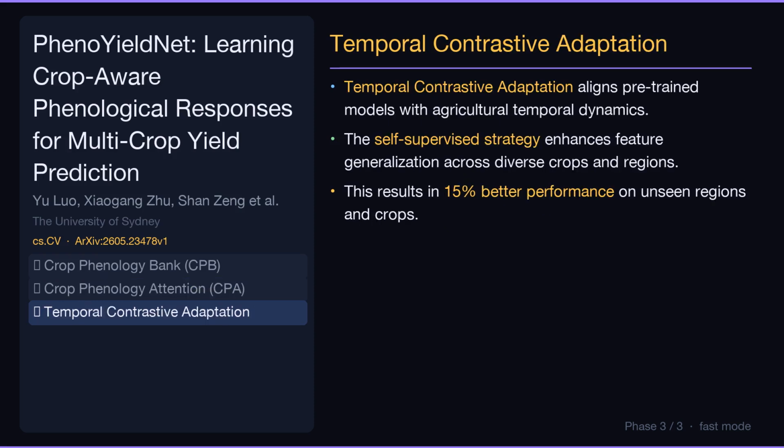Contribution 3. Temporal Contrastive Adaptation. Temporal contrastive adaptation aligns pre-trained models with agricultural temporal dynamics. The self-supervised strategy enhances feature generalization across diverse crops and regions. This results in 15% better performance on unseen regions and crops.